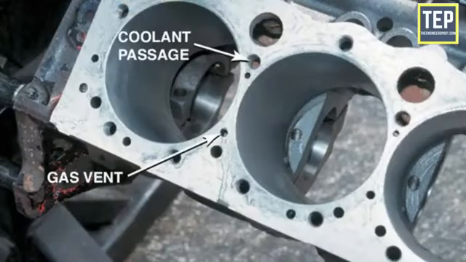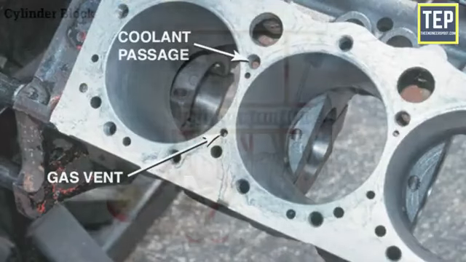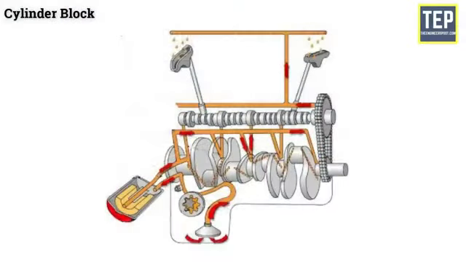Coolant passages are provided in the cylinder walls for the circulation of cooling water. The cylinder block also carries lubrication oil to various components through drilled passages called oil galleries.